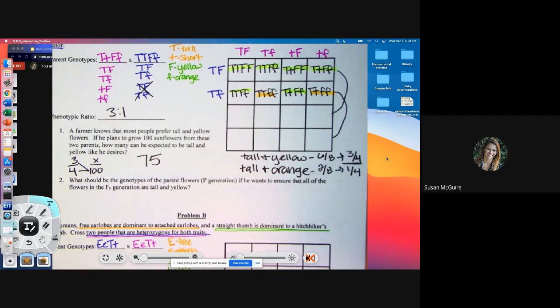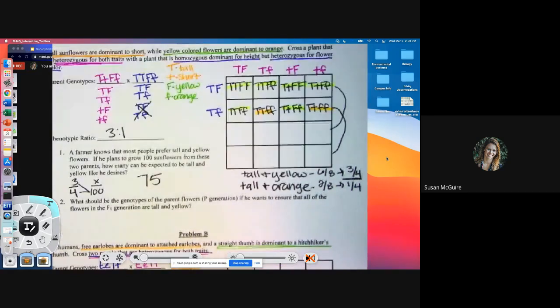And the rest of them would be tall and orange. I did the wrong one. I put it on this one. I mean, if you want to start over, go for it. I'll just take a picture of that real quick so we can move on.